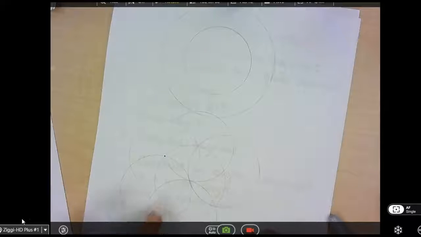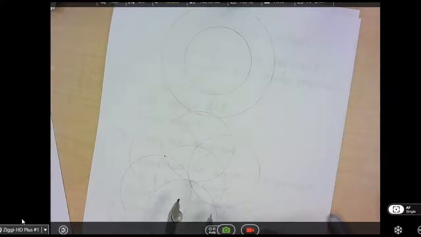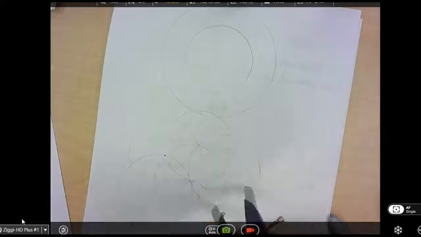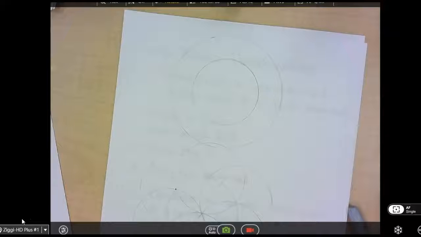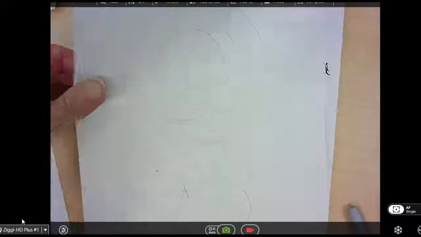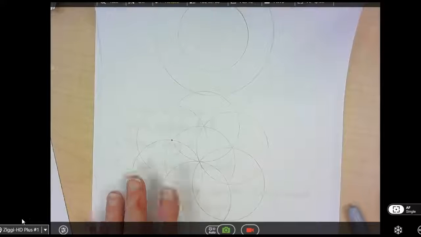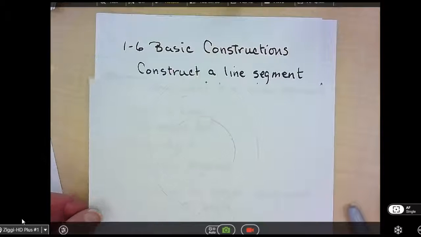See my flower starting to take shape in here? There's 4 petals showing. So from any intersection, you want to keep going on, and you will get more flowers in there. So we get a 6-pointed flower. And then if I kept going out from any of these other intersections, I would get more flowers in there. Alright, so that's enough practice with basic constructions.